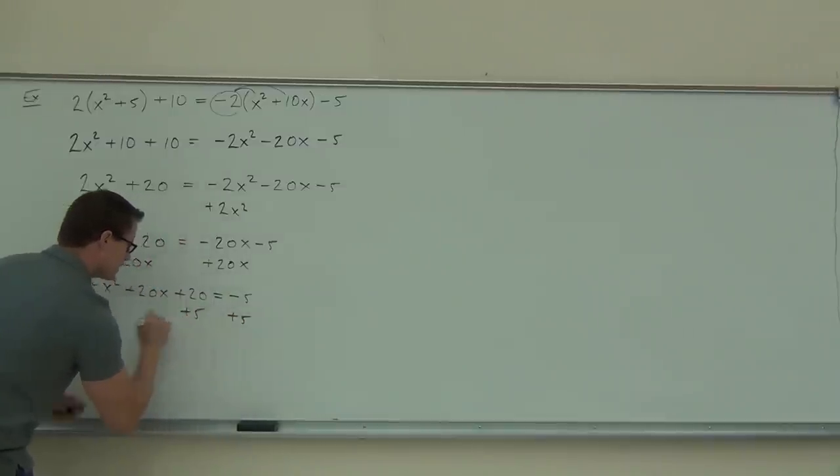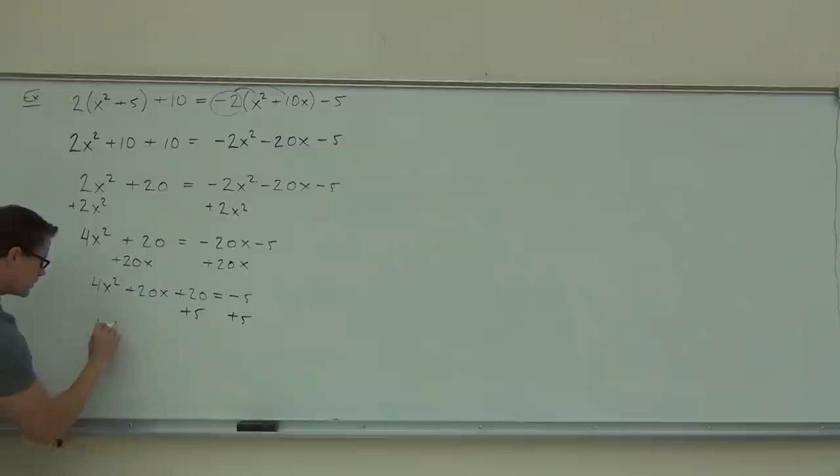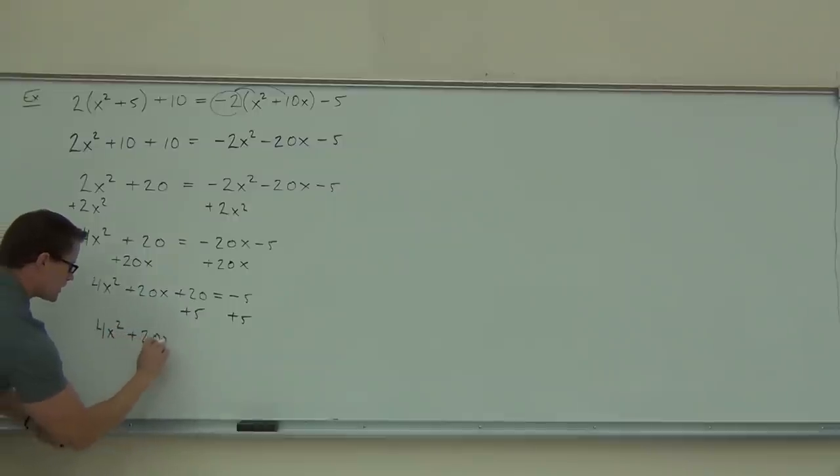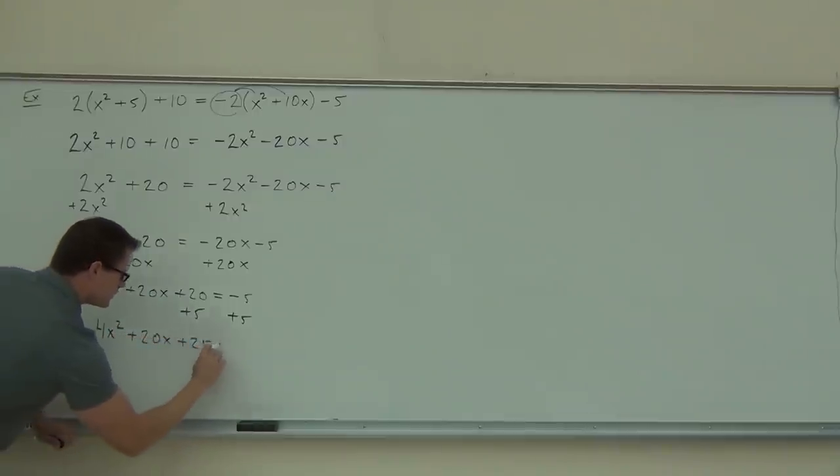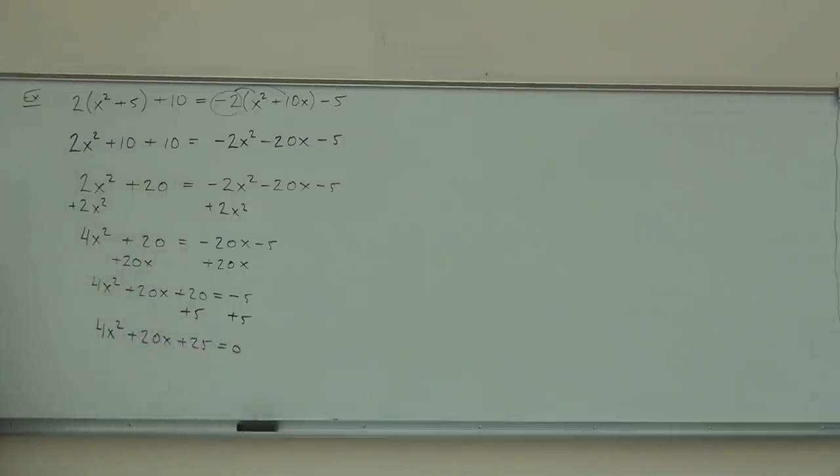We'll do that to both sides, we'll get 4x squared plus 20x plus 25 equals 0. Awesome. How do we solve it? Let's try factoring. What do you look for when you try to factor? What's the first thing you should do? GCF. Does this have a GCF? No. So what's the next thing you do?